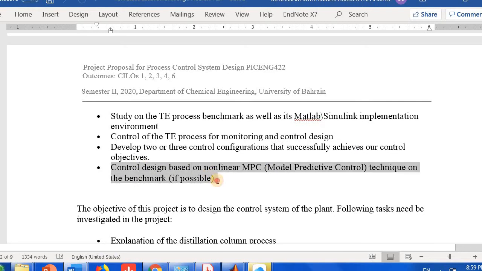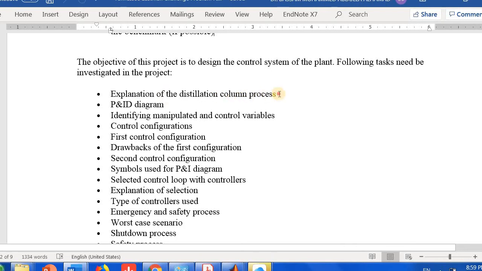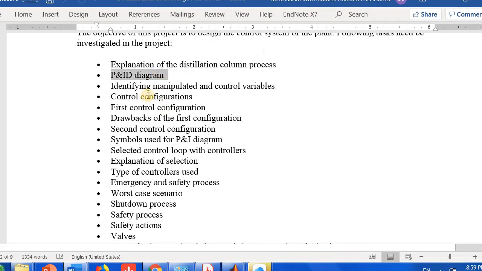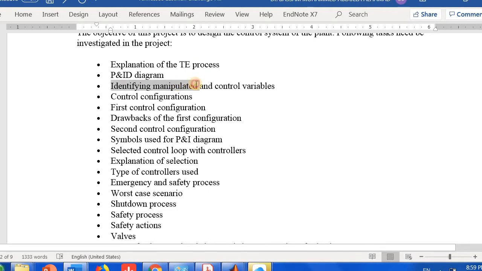If you get to this, if possible, we will try to do it. And this is what I'm expecting as the objective of this project: to design the control system of the plant. I would expect you to explain the Tennessee Eastman process. You're going to draw the P&ID diagram, and I'm going to correct this. You're going to identify the manipulated and controlled variables, the first control configuration, the second control configuration, and the control loops. Why are you putting these control loops?